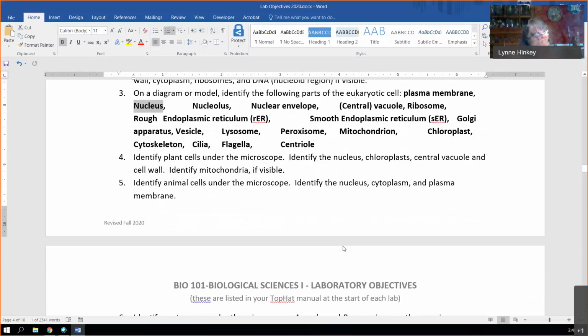Yes. I have a little spinning blue thing on my screen right now. I'm trying to scroll down. Almost to the end. So then the next lab was osmosis.